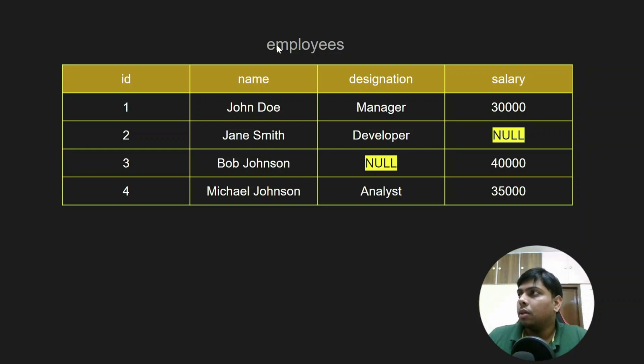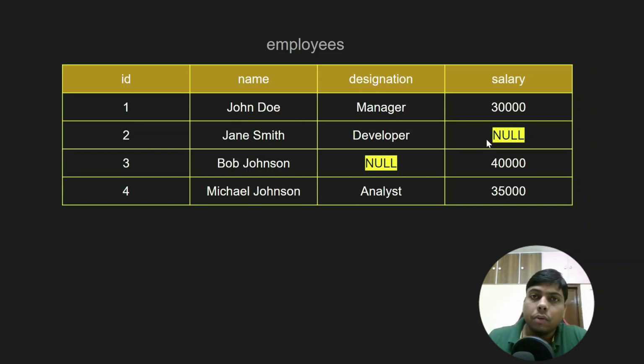So here, I have taken a dummy example. I have called this table the employees table. It has a few columns: ID, name, designation, and salary. This is what a table is. Within each column we have a few entries, and we have certain rows. So for row 1 we have ID 1, a particular name, a particular designation, and a value of salary.